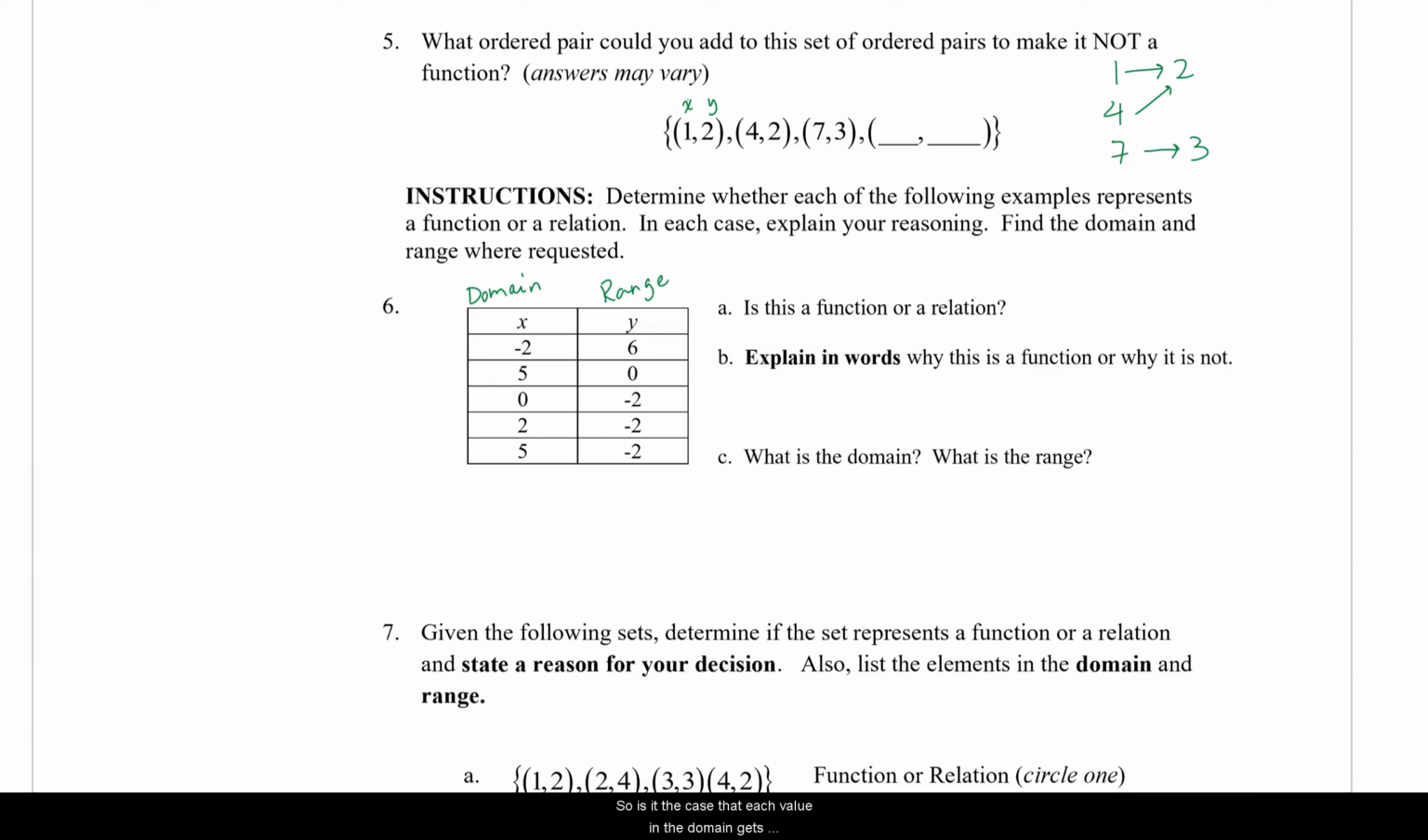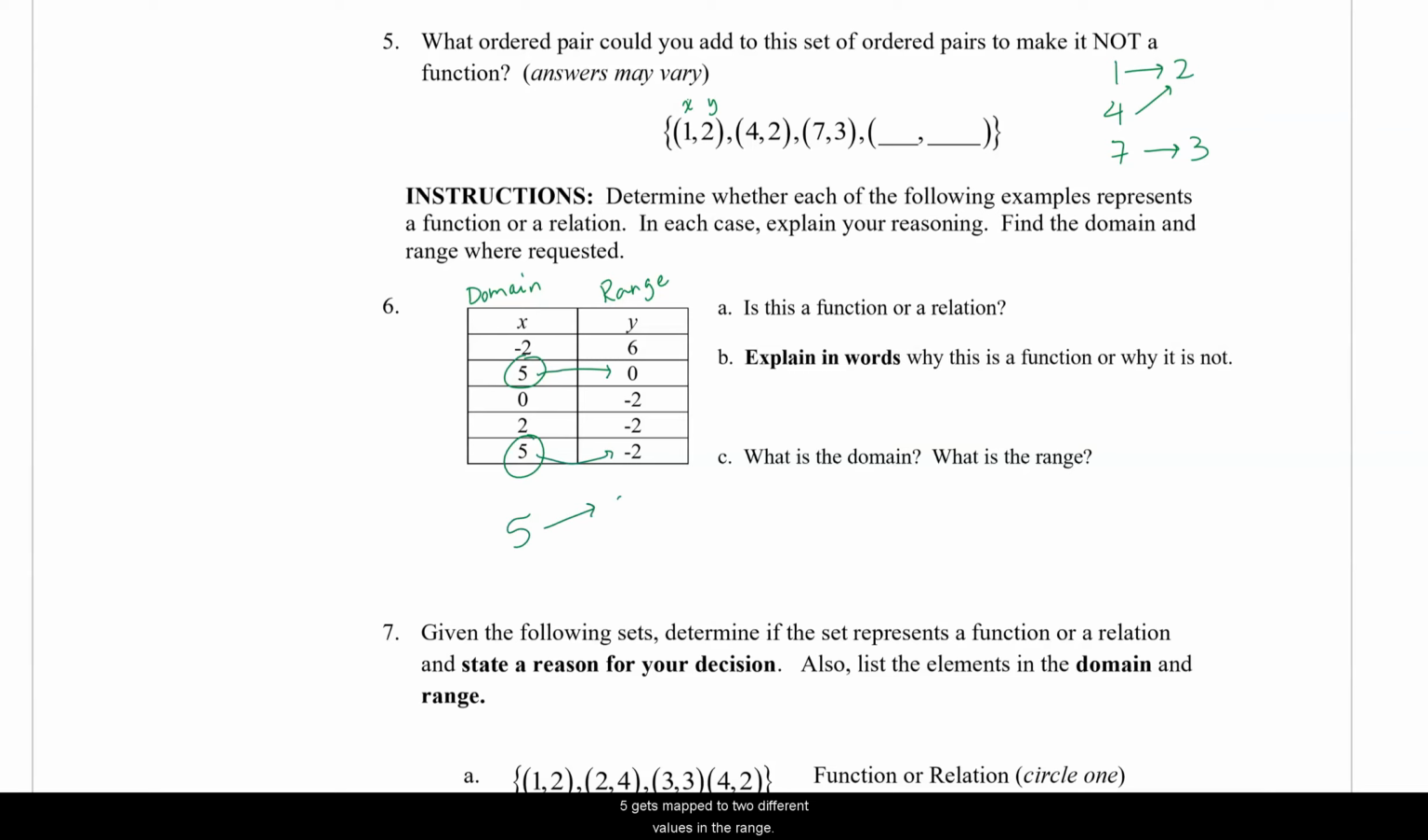So is it the case that each value in the domain gets exactly one value in the range? Explain in words why it is or is not a function. Looking at the domain values, -2, 5, 0, 2, 5, we have a repeating number here. Let's see where 5 goes. 5 gets mapped to 0 and to -2.